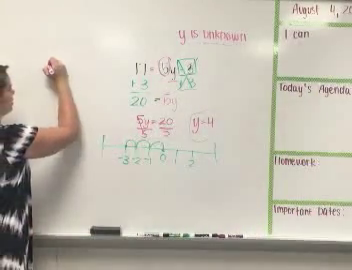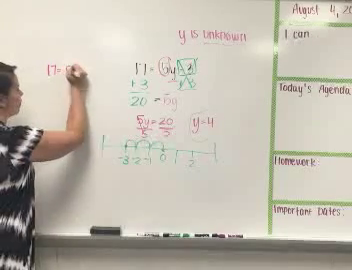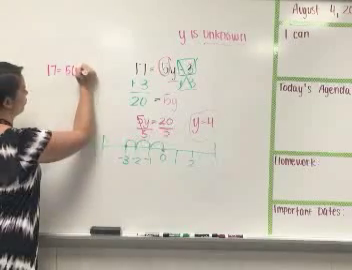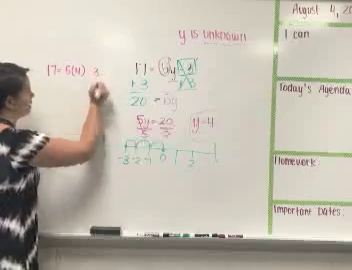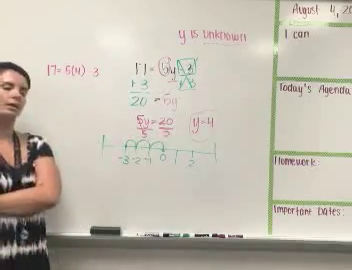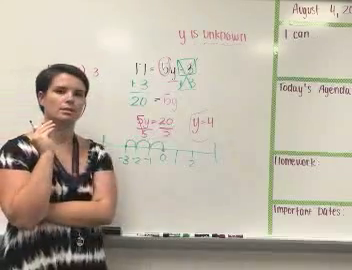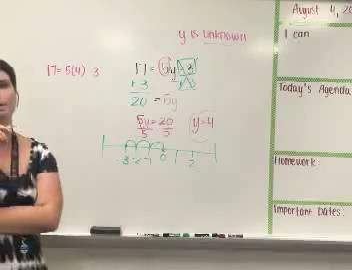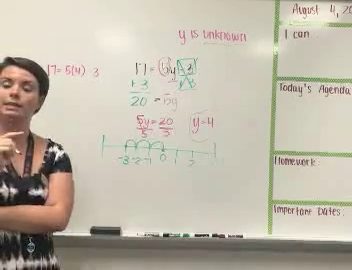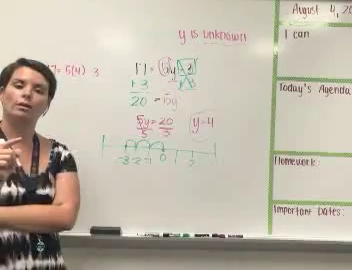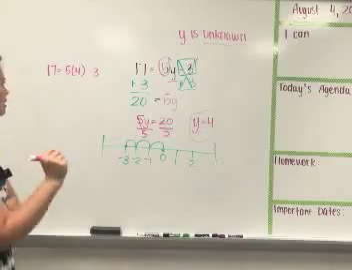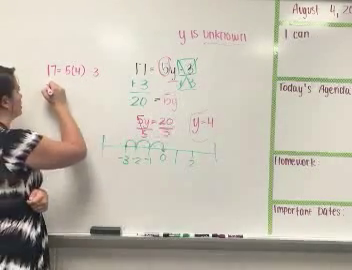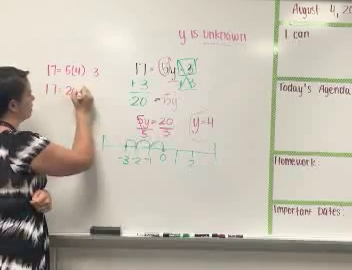I have 17 equals 5y, or 5 times y, or 5 times 4 minus 3. Now, I've got a couple of things going on here. What step do I take first? Do I multiply first or do I subtract first? I multiply first because of order of operations. Multiplication and division come before subtraction and addition. So I multiply this 5 times this 4. What do I get? 17 equals 20 minus 3.